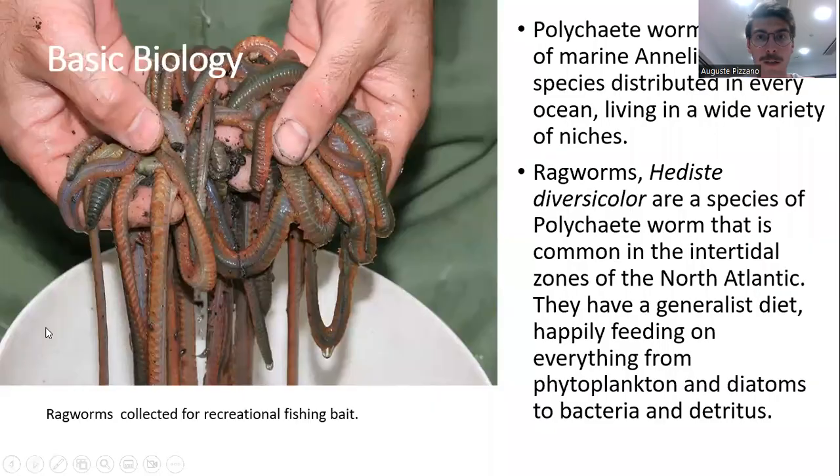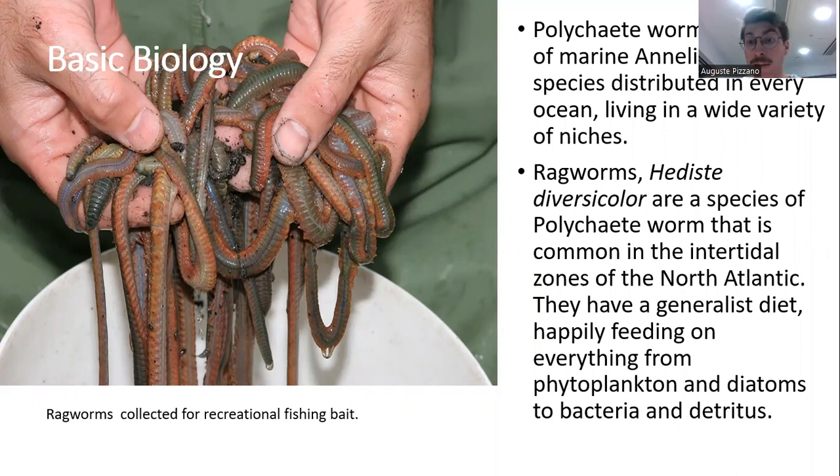biology of polychaete worms. Polychaete worms are a species of marine annelid, and they are distributed throughout every ocean, living in a wide variety of niches. On your left, you see ragworms, Hedisti diversicolor, a species of polychaete worm common in the intertidal zones in the North Atlantic. They live in brackish or marine water, and you might have seen them crawling around on the ground when you're digging for clams.